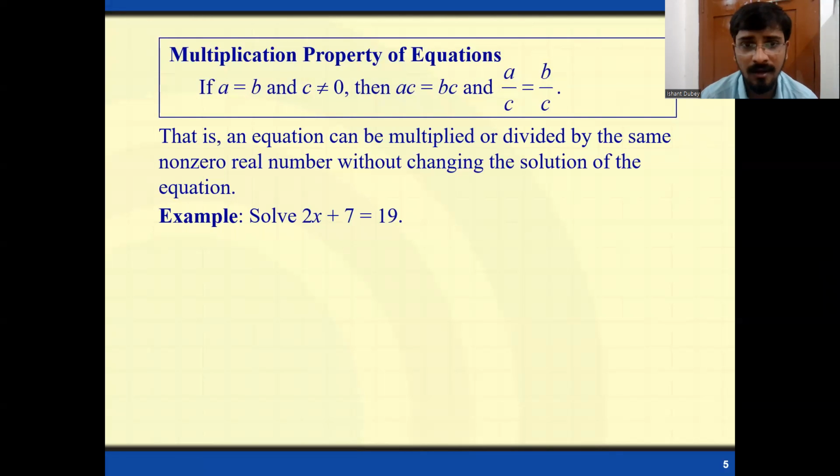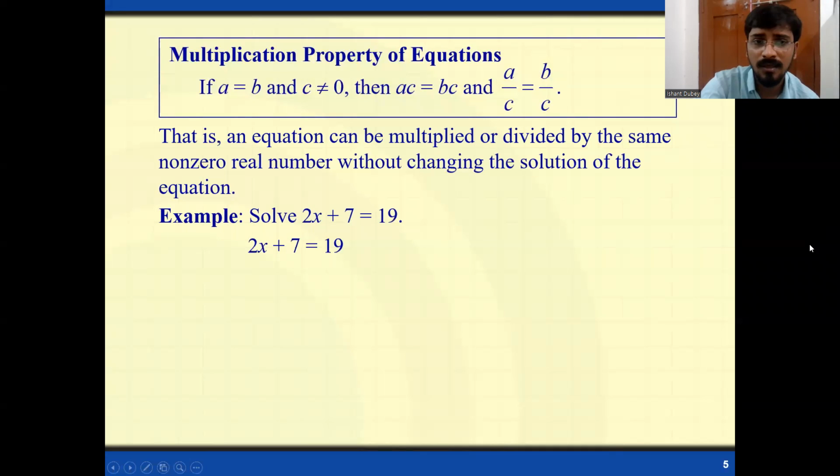We have one linear equation in one variable, that is 2x plus 7 equals 19. Here you can see x has been multiplied by a real number, the coefficient 2. First we'll use the addition property of equation, and then the multiplication property. Since plus 7 is there, we'll add minus 7, or you can say subtract 7, on both sides.